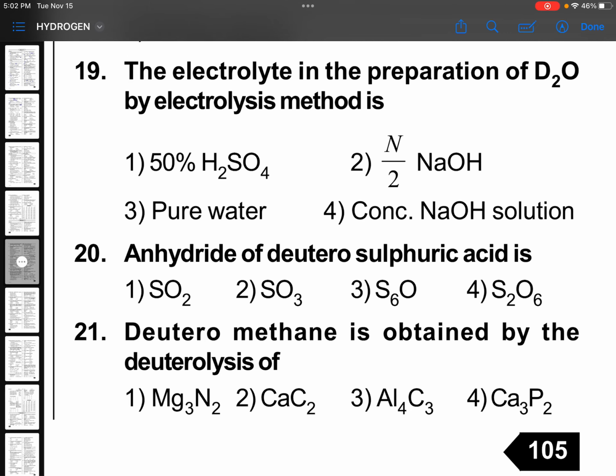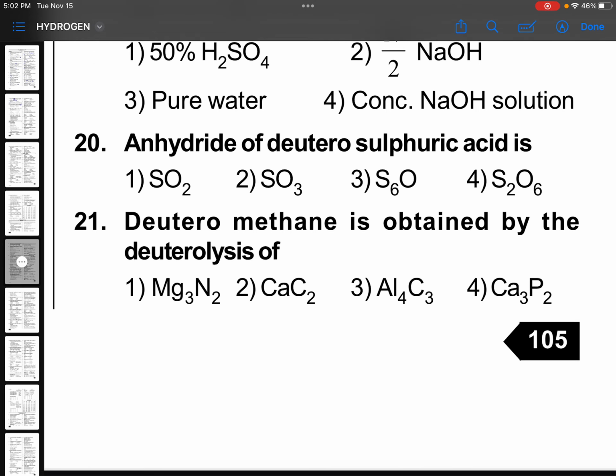Generally, we add some NaOH solution in order to increase the conductivity of water. In 7 stages we do the process. After 1 stage, in order to neutralize the sodium hydroxide, we send some carbon dioxide. So it must be sodium hydroxide, N/2, not concentrated.